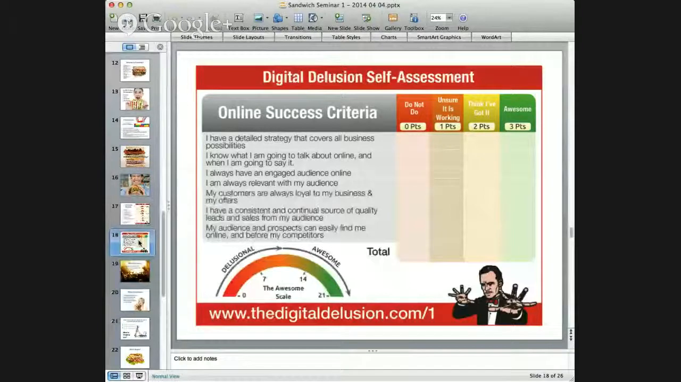So question number 1: I have a detailed strategy that covers all business possibilities. So give yourself a score of 0, 1, 2, or 3 points.